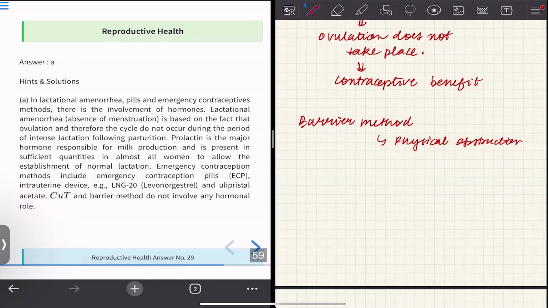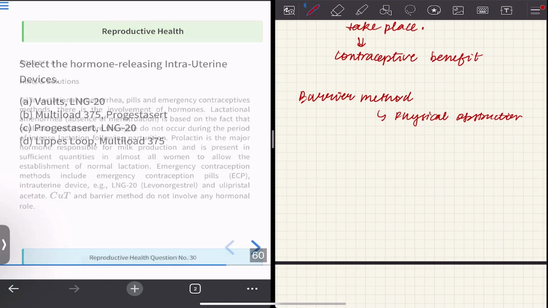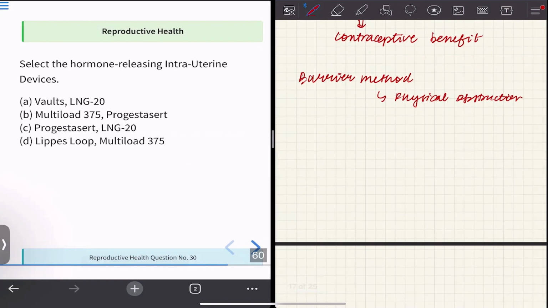Okay. So prolactin is a major hormone which is responsible for milk production and it is present in sufficient quantities in almost all women, and it then acts as a contraceptive benefit. We have to select the hormone releasing intrauterine devices.